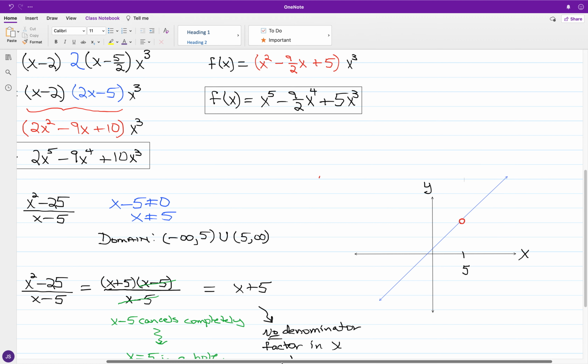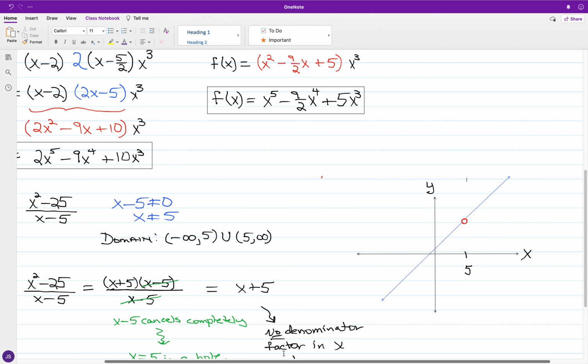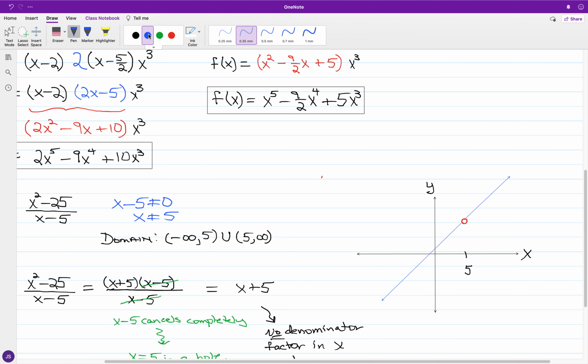And for the graph of f of x is equal to x squared minus 25 over x minus 5, it's going to be the same as if you had y is equal to x plus 5. But the only difference is that with the restriction from the domain, you're going to have a hole at x is equal to 5.